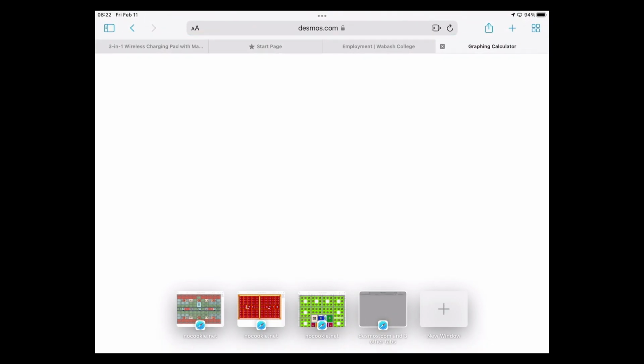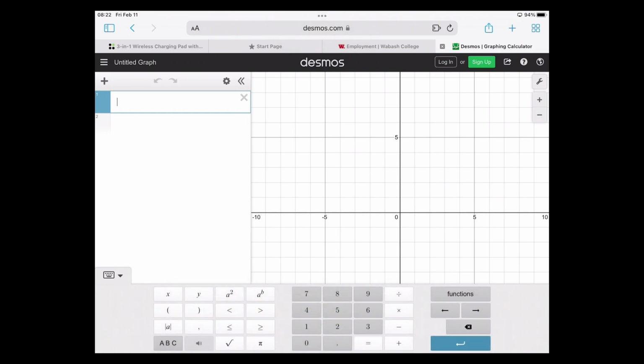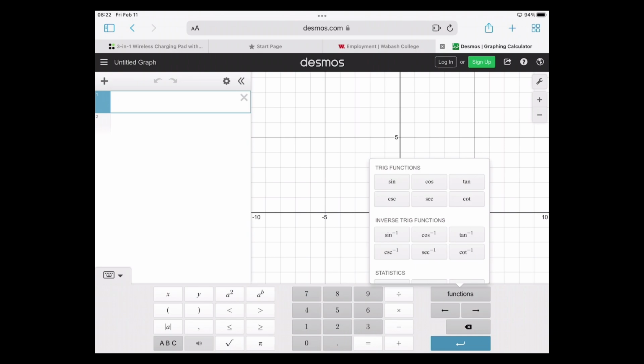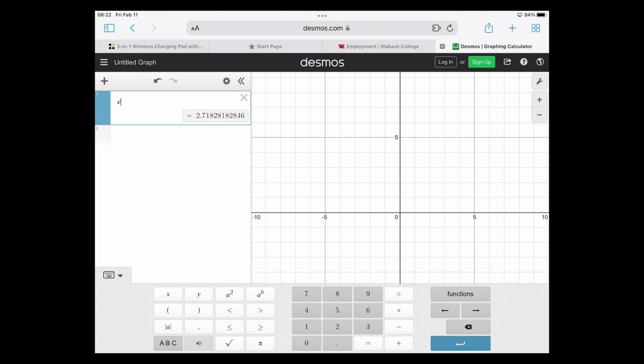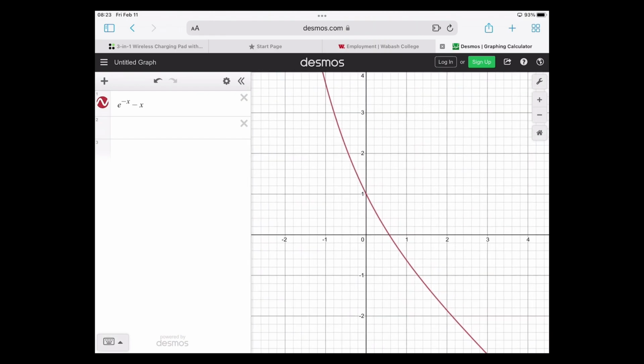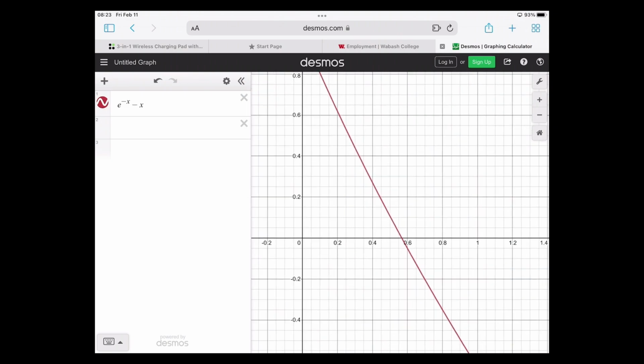So let's see, Desmos. Here. Okay, so what was it? E to the, where's the E? Okay, here we go. E to the, oops, not that one. Blast. E to the negative x whole thing minus x. Okay, good. Okay, so let me sort of zoom in on this thing.